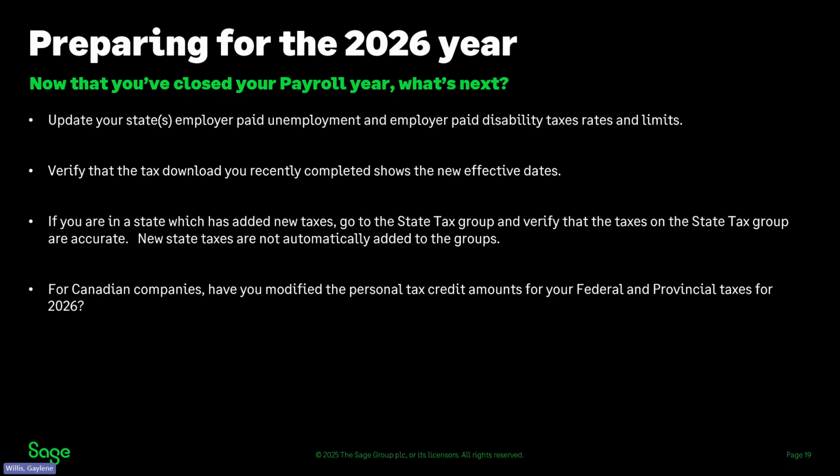Okay. After you've closed your year, downloaded and updated your taxes, go look at those taxes. Make sure that the new effective dates are listed and shown. And I'll show you where that is too. We'll get into the software here.